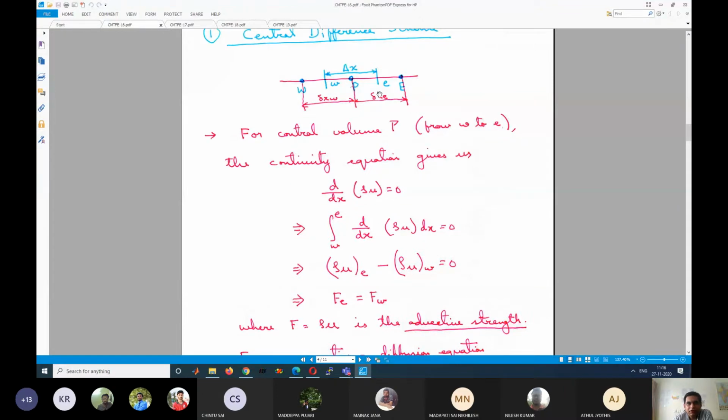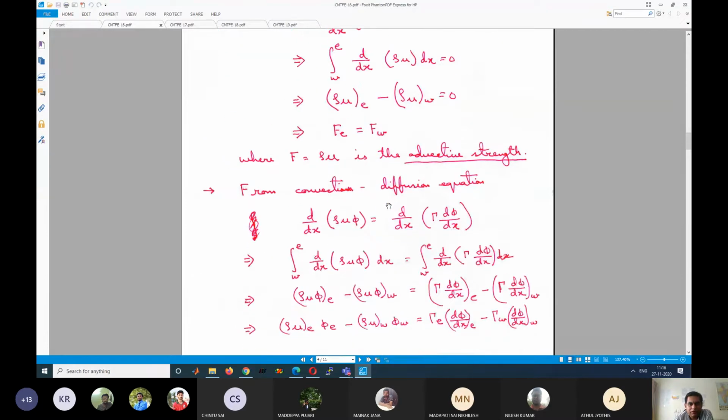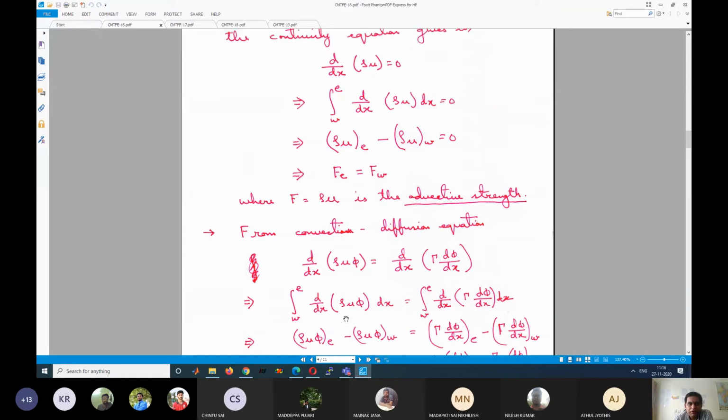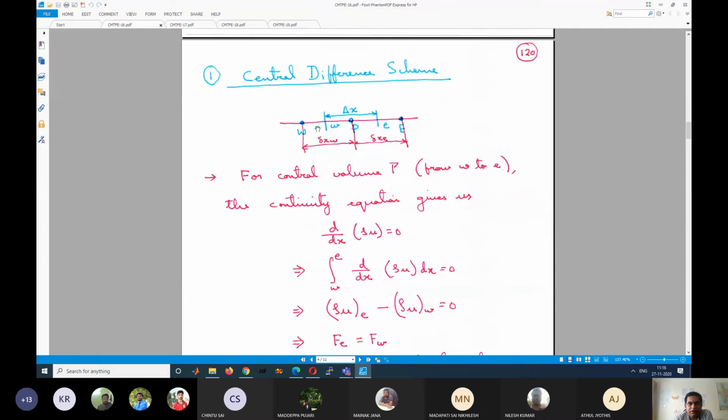So how to find this phi e and phi w at these interfaces based on the grid point values for advection? That was the main difference between different schemes. One scheme, like the central difference scheme, assumes that at the interface, the value of phi is the average of the two adjacent grid point values, like a mean value. But we found that that is not a very good approximation at high velocity.